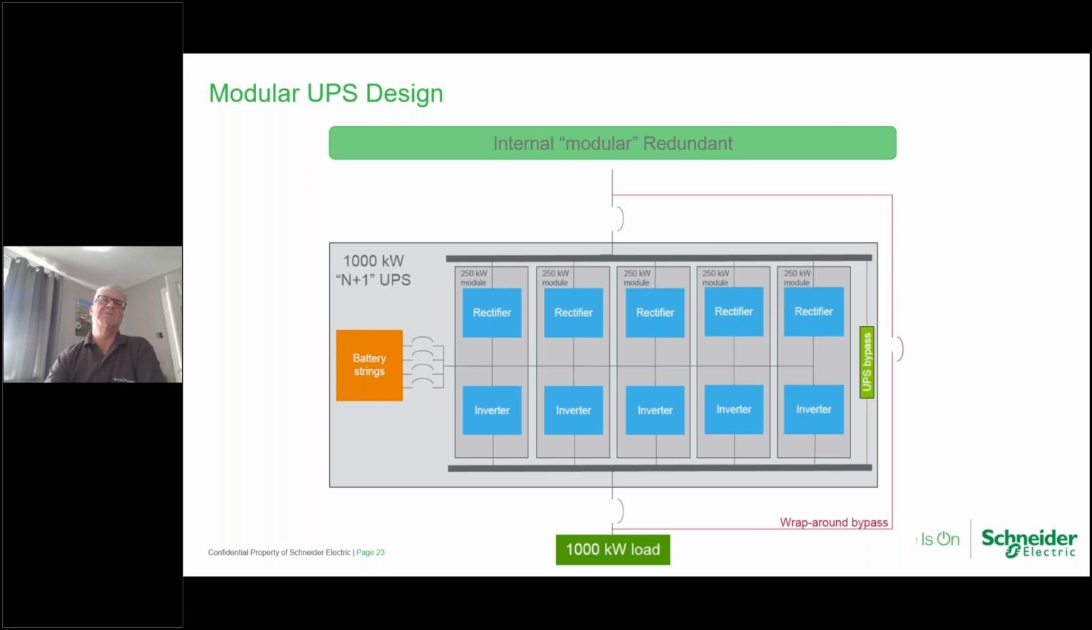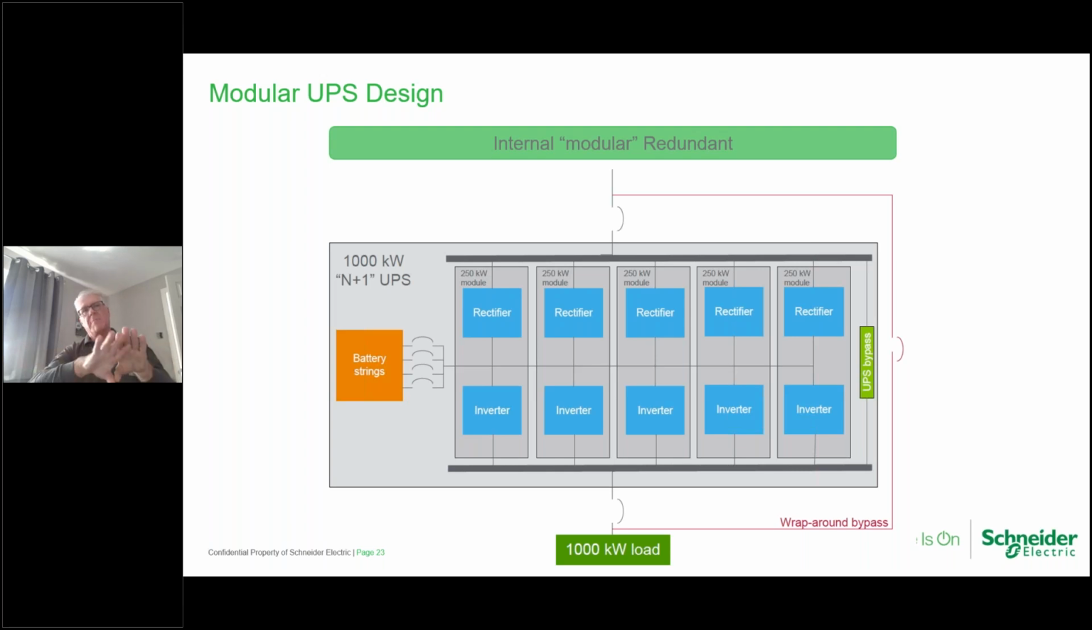Internal module redundancy. So we mentioned, as you see from the previous slides, we've scaled up. What if we actually look at the capacity of the system? We call it 1,000 kilowatts, so a 1 megawatt system, because we have 250 kilowatt modules. Effectively, one of these is redundant.